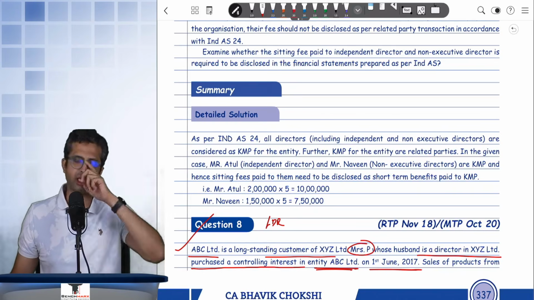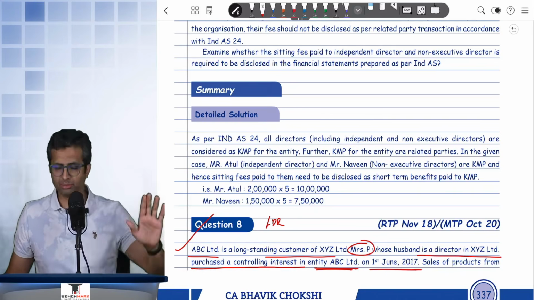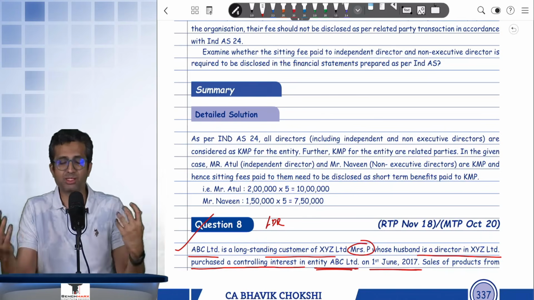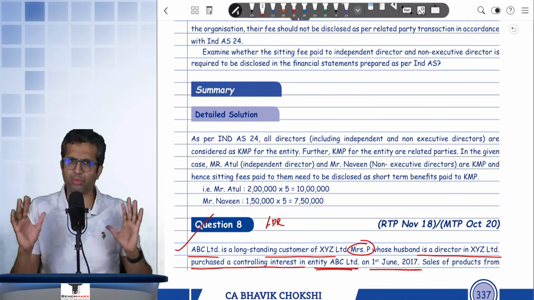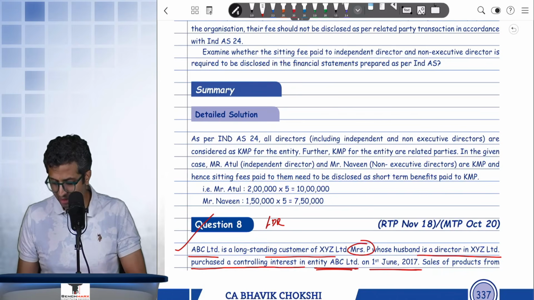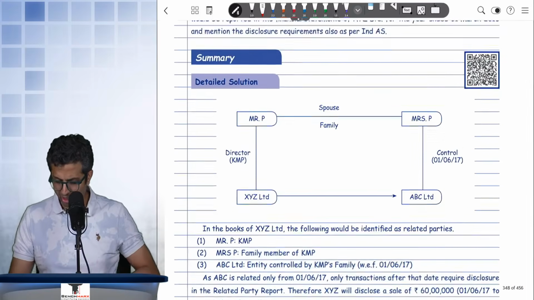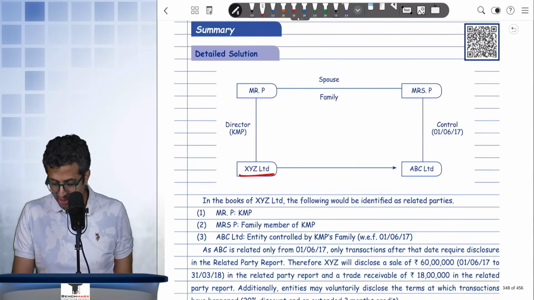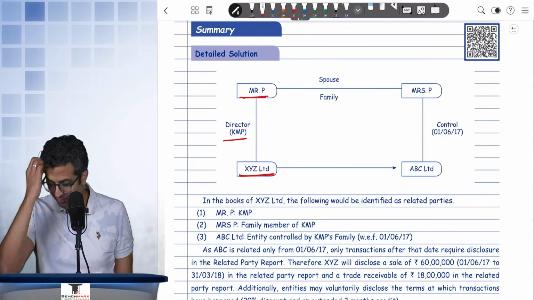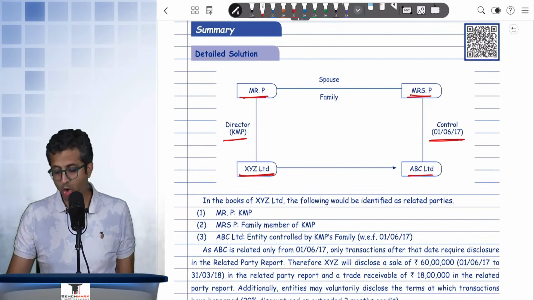Yes, directors are KMPs, and hence Mr. P will be related party. Now, Mrs. P is a close family member, that is a spouse, and hence will Mrs. P also be a related party? Yes. Now, Mrs. P purchased a controlling interest in ABC on 1st of June 17. So, now when I look at this chart, there is XYZ who has a director in the form of Mr. P. The spouse or family member, Mrs. P, acquires control on 1st of June 17.